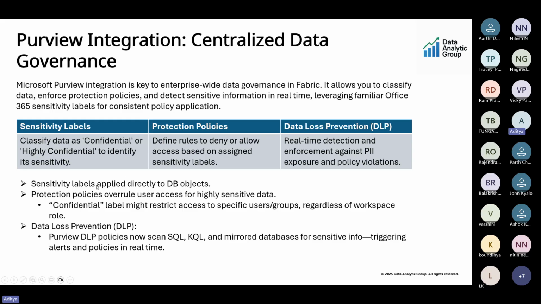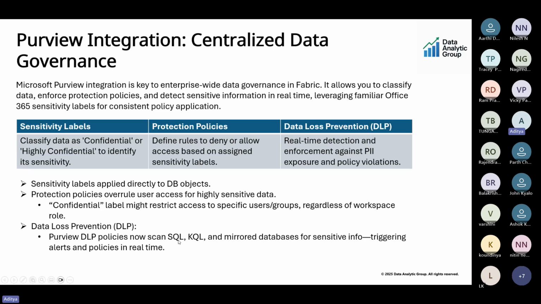Sensitivity labels apply directly to the object, you can just apply the label there. We need to create the labels in Purview first, so that we can apply them. And protection policies, you can create them and assign the label, and we can give access to specific users. If a member, contributor, or user access is there at workspace level, that might not flow through to the SQL database level, so we can give that as well here.